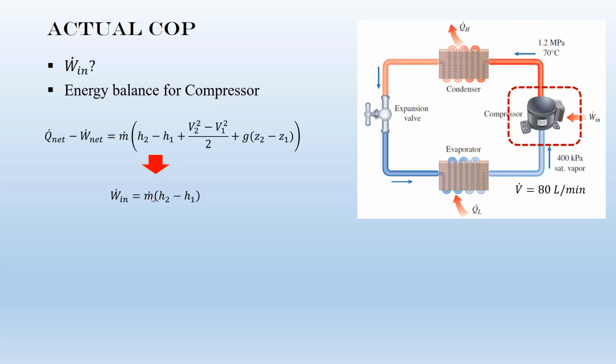So please spend 5 minutes. You have two intensive properties for both state 1 and state 2. Go ahead, use the tables or other methods to find H1, H2, and also M dot for this case. Please pause this video, spend 5 minutes, and then find these three unknown parameters.